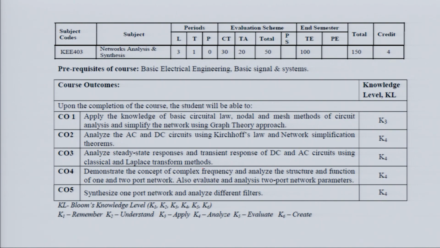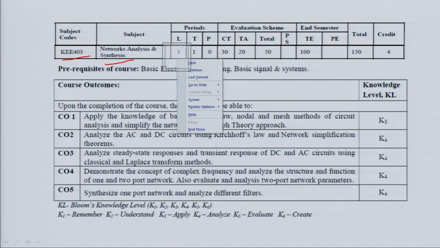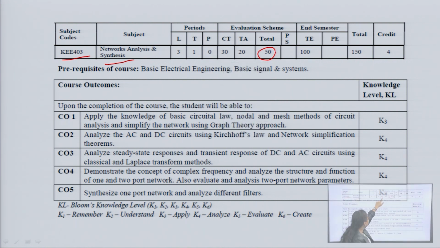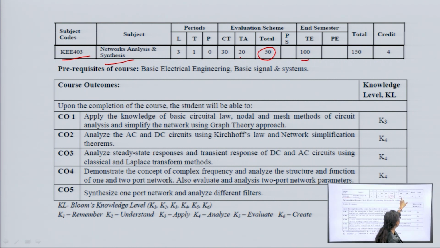First we will see the content and the division of the marks. Subject code is KW403 and the subject name is Network Analysis and Synthesis. For this course there are 3 lectures prescribed and the tutorial is 1. The evaluation scheme is such that there are 50 marks for the sessionals, in which 30 marks are distributed for the CTs and 20 marks are for teacher assessment. So 50 marks will be evaluated on a sessional basis and the end semester marks will be of 100. So the total contribution for this subject is 150 marks and its credit is 4, right?